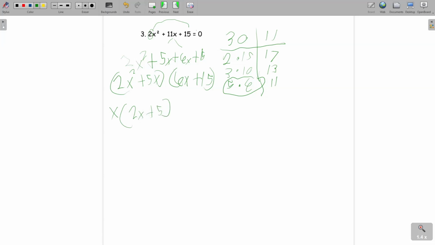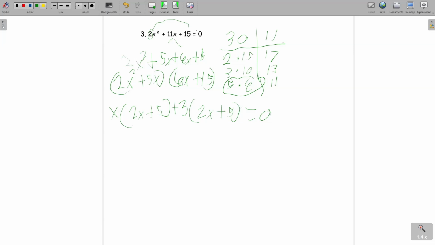15 doesn't have an x, so there's no common x for us to take out, but we can take out a 3, right? There's 2 3s in 6, and there's 5 3s in 15. So we can take a 3 out. Mind you, this is positive, so there's going to be a plus here. 3 times 2x plus 5. And so you see we have 2x plus 5.